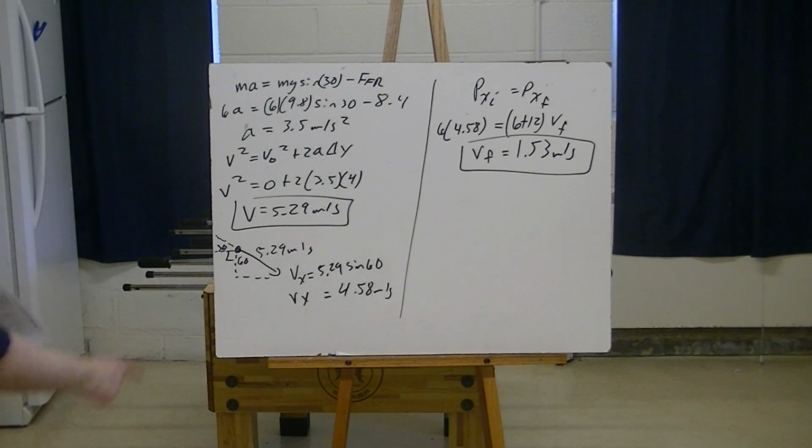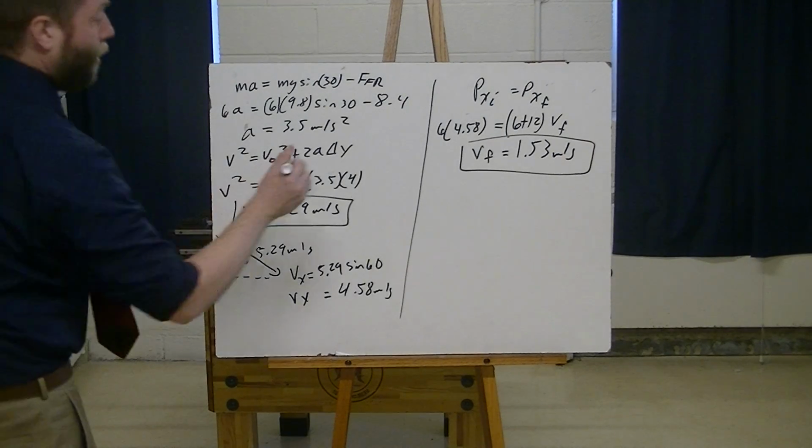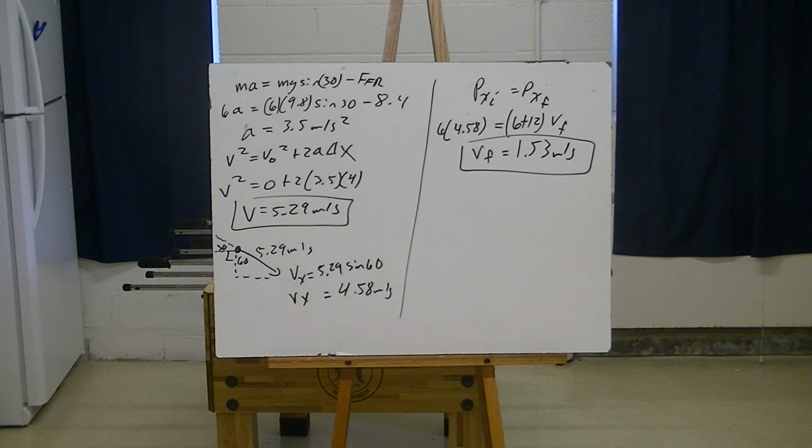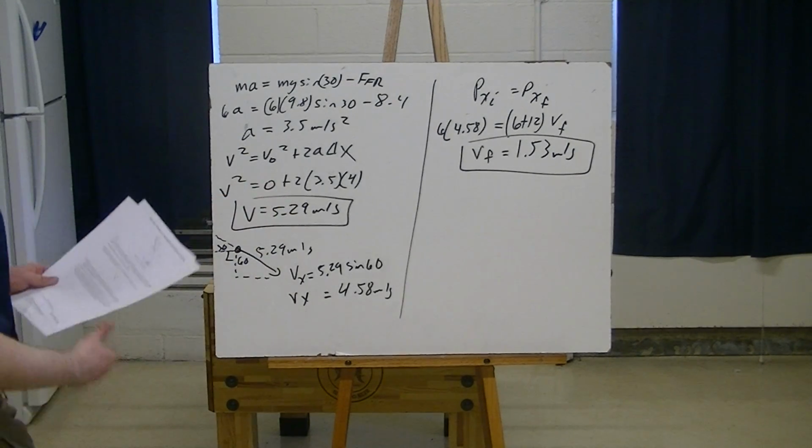I then use a basic kinematics equation: V squared equals V naught squared plus 2a delta x. V squared is equal to 0 initial velocity plus 2 times that linear acceleration times the distance. That should be an x there. Make that a little bit more clear. And the length of the roof is 4 meters, so I get the velocity is 5.29.